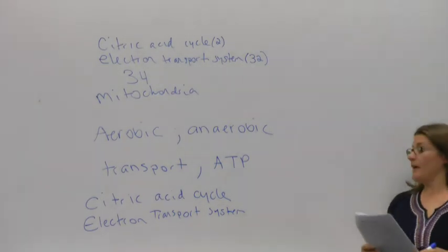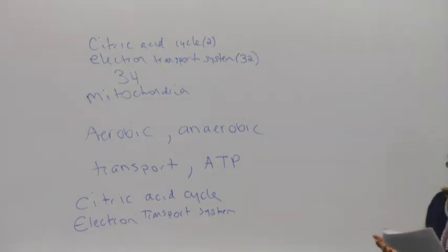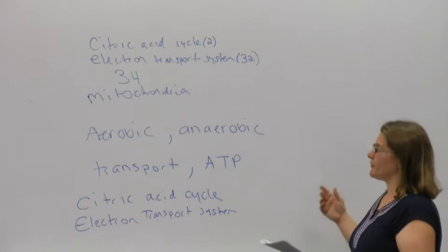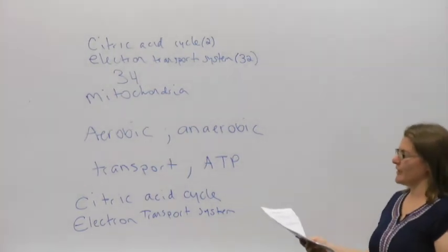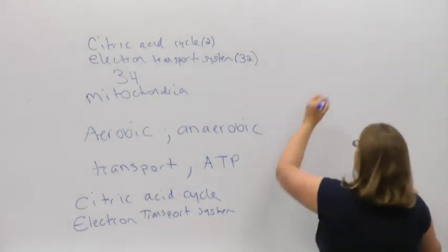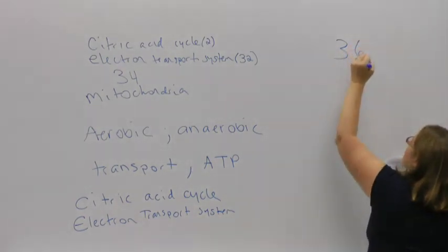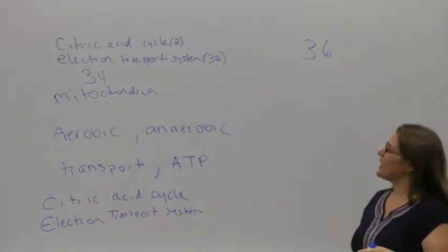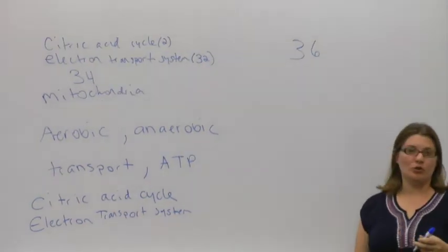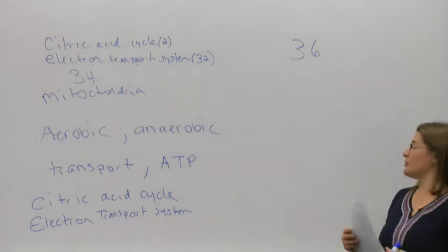Okay. And then for number 8, how many molecules of ATP are produced by all 3 stages of respiration? What's our grand total? 36, right? 2 from glycolysis, 2 from citric acid, and 32 from electron transport. All totals to 36.